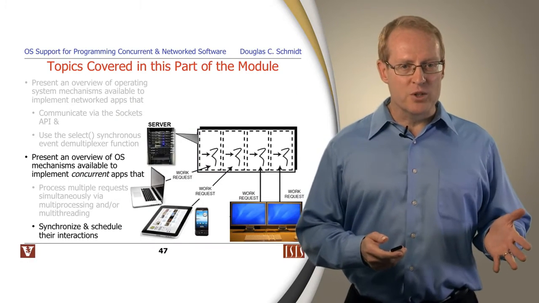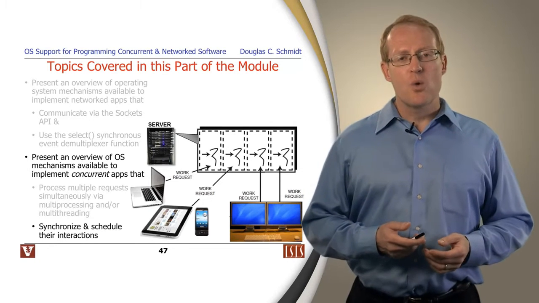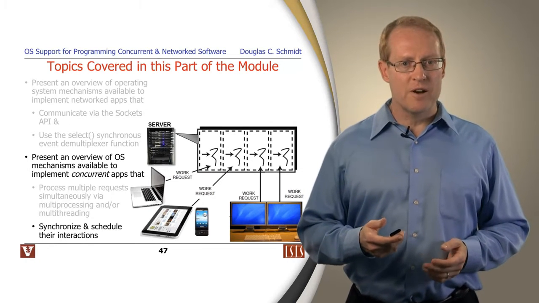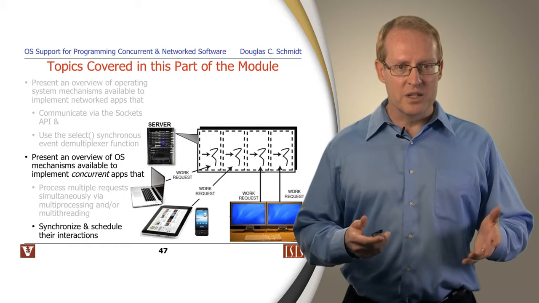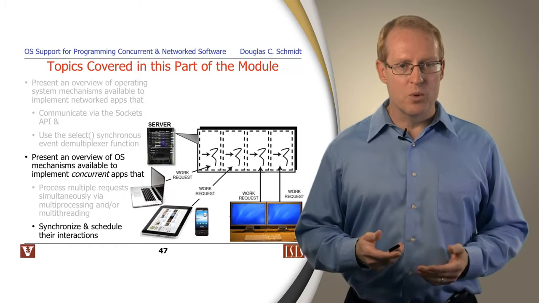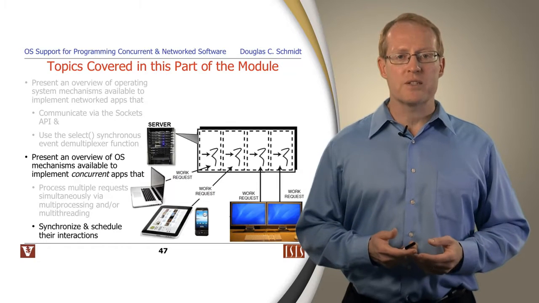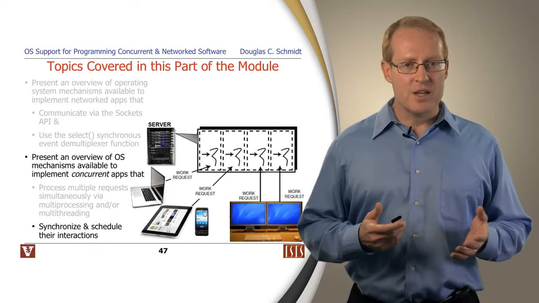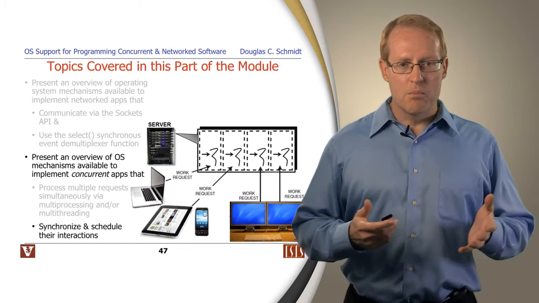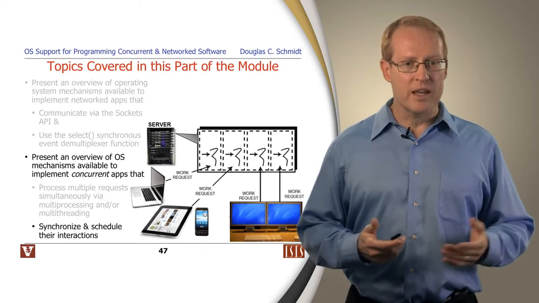In the previous parts of this module, we presented an overview first of various network programming mechanisms, the sockets API and the select function that's used for synchronous event demultiplexing. In the previous part of this module, we talked about various operating system mechanisms that support multiprocessing and multi-threading.